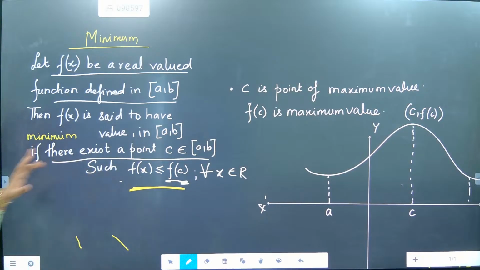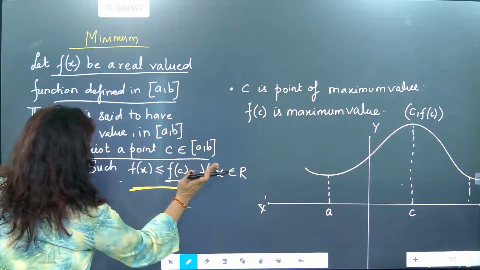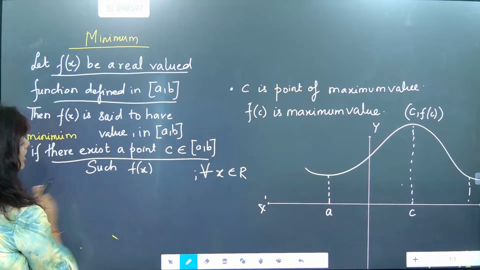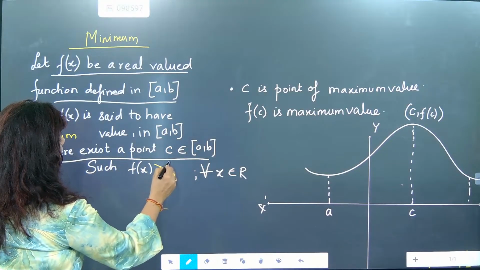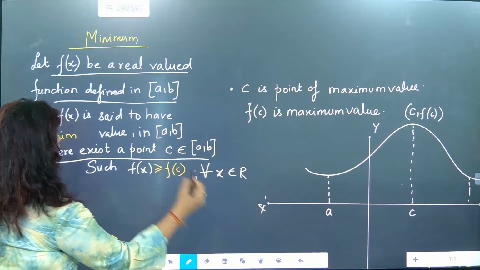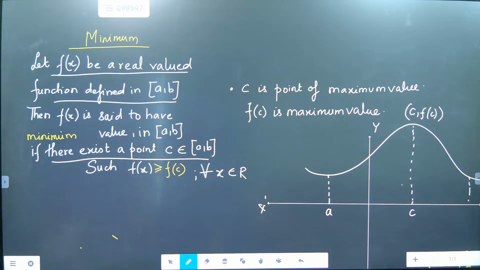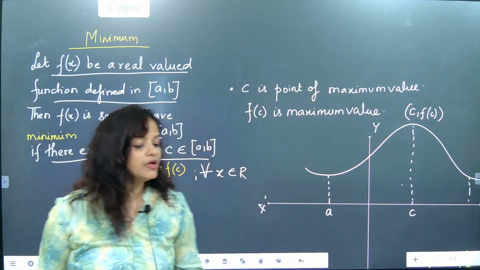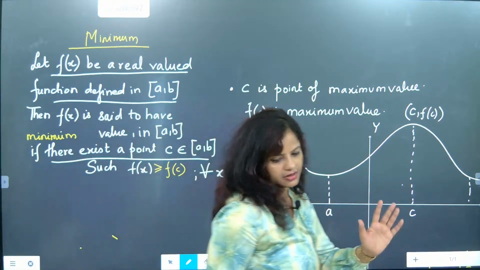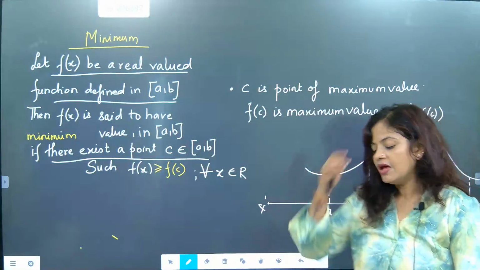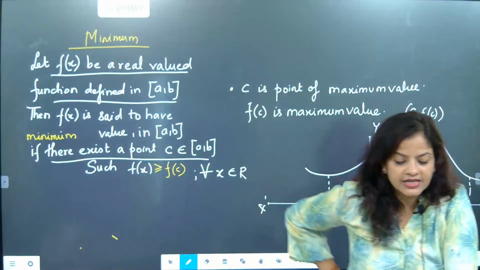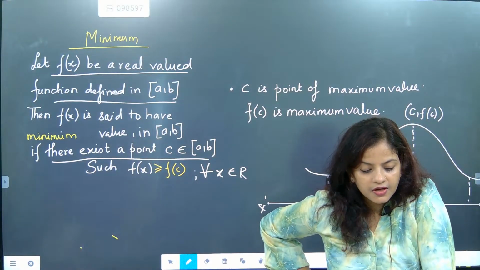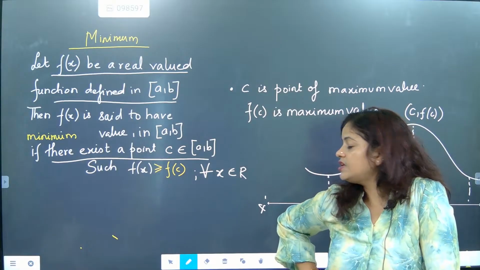Now beta, everything will be the same, only one small change: f of x will be greater than or equal to f of c. Did you understand? For maximum it was less than or equal, and for minimum it is greater than or equal. I hope till here it is clear. Note it down, keep it with you.